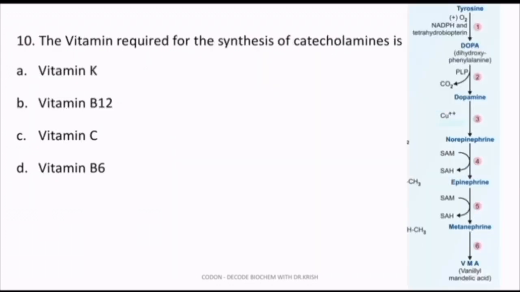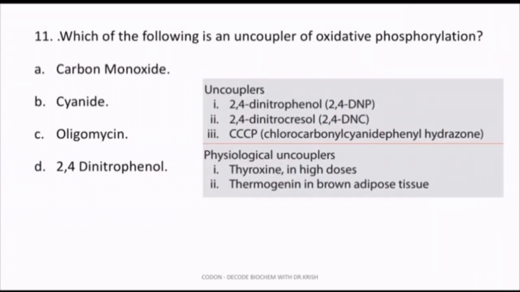There are vitamins required for the synthesis of catecholamines. This is the pathway of catecholamines, where they are synthesized from tyrosine. Tyrosine is converted to DOPA by tyrosine hydroxylase, which is the rate limiting step, and DOPA is decarboxylated and forms dopamine. Whenever there is a decarboxylation step, it should contain vitamin B6 as the cofactor. PLP or B6 is required for the synthesis of catecholamines.